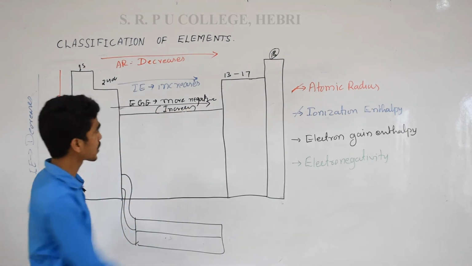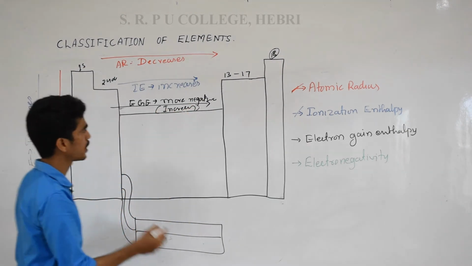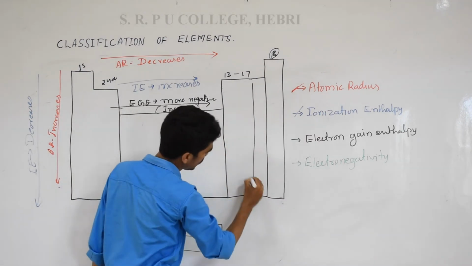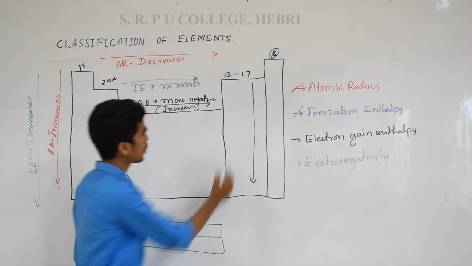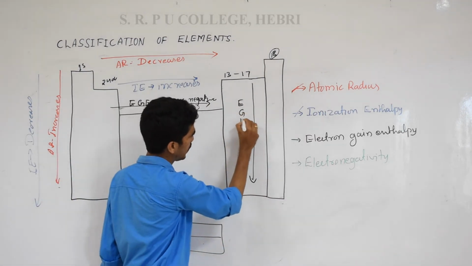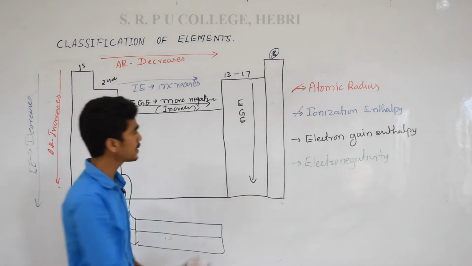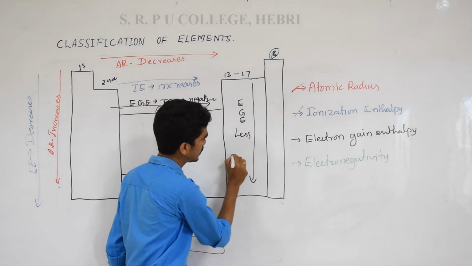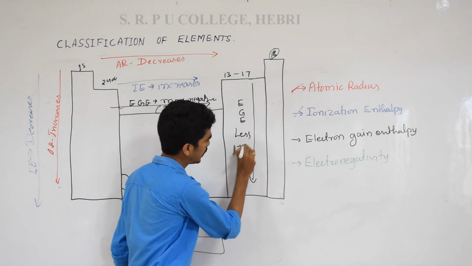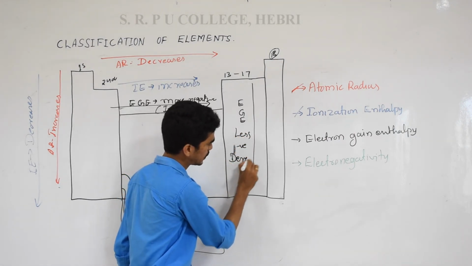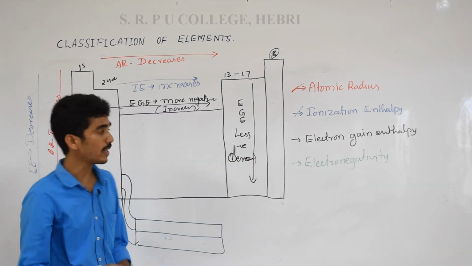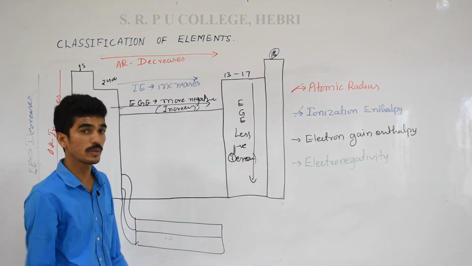Electron gain enthalpy. What about down the group? I'll write here, down the group, electron gain enthalpy, EGE, is less negative, or in other terms, decreases. It should be decreases. You should know all these concepts.